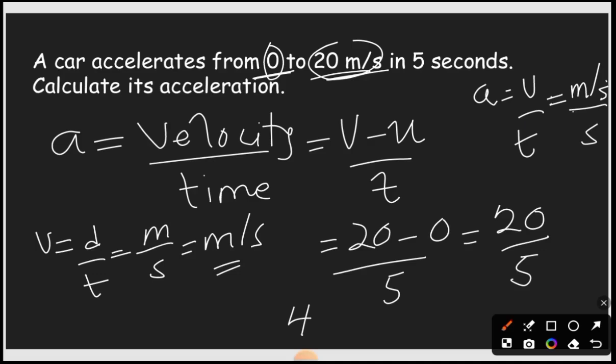So it looks like meter per second per second. So per second here will be second squared. So we are going to have meter per second squared. So that's the unit for acceleration. Meter per second squared.